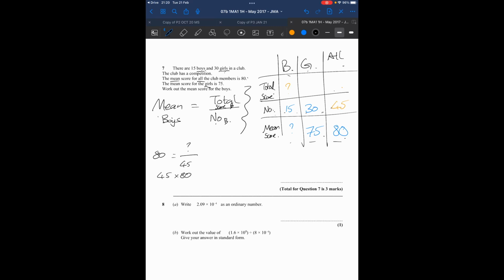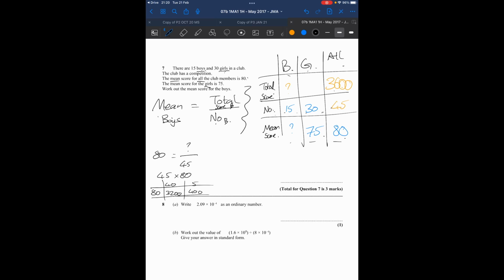How would I do that? Well, I could do 40 and 5 times by 80. 4 times 8 is 32, add a 0, add a 0. 5 times 8 is 40, add a 0. So 3,600 is the total score for everybody in the competition.